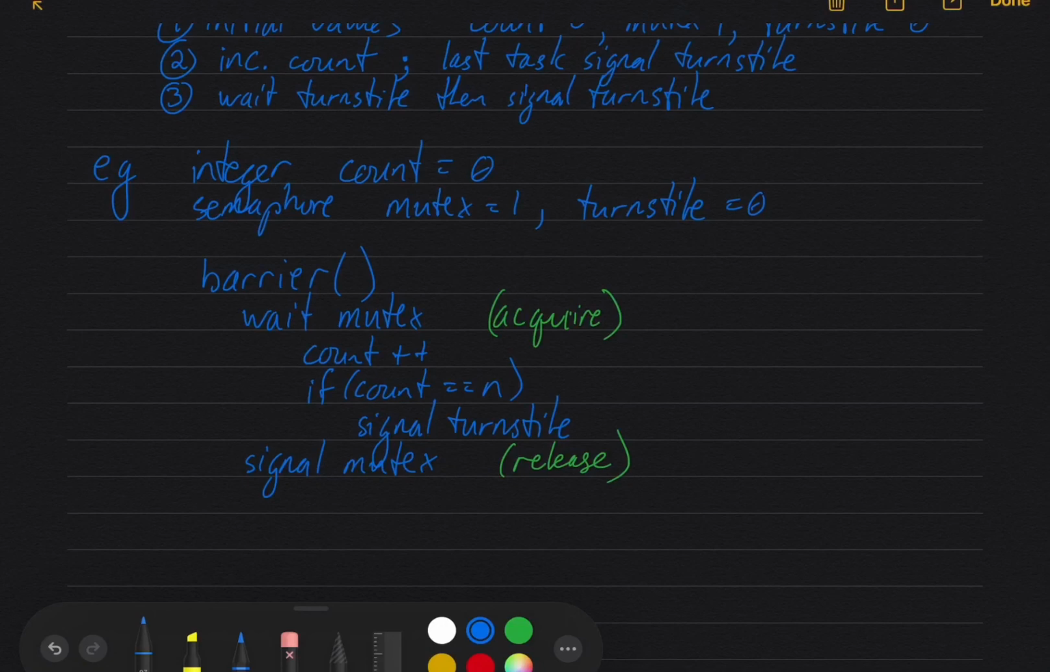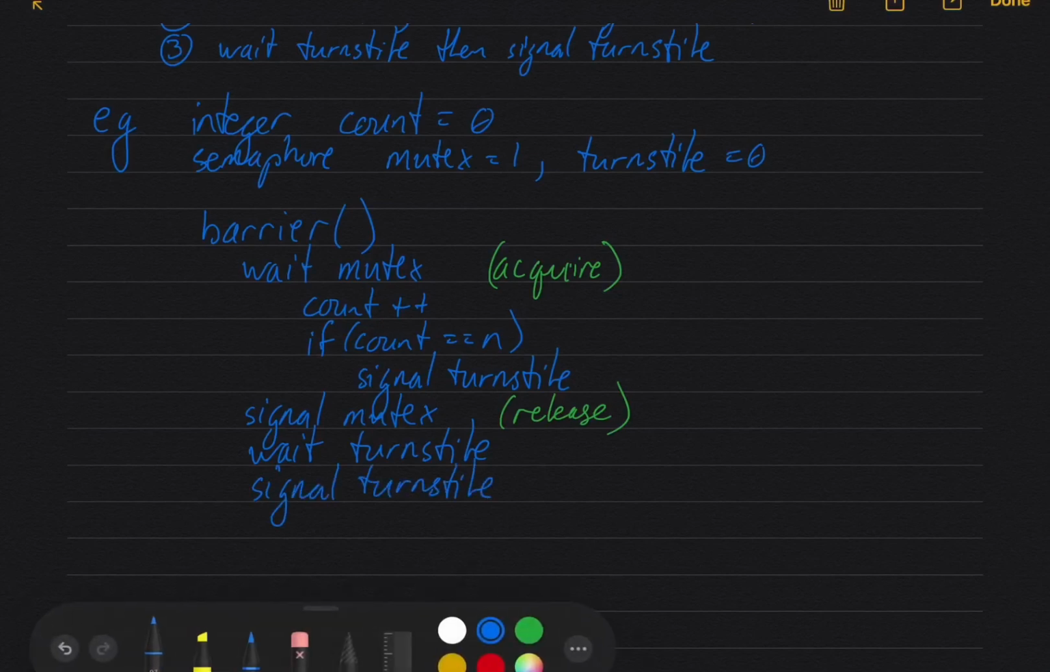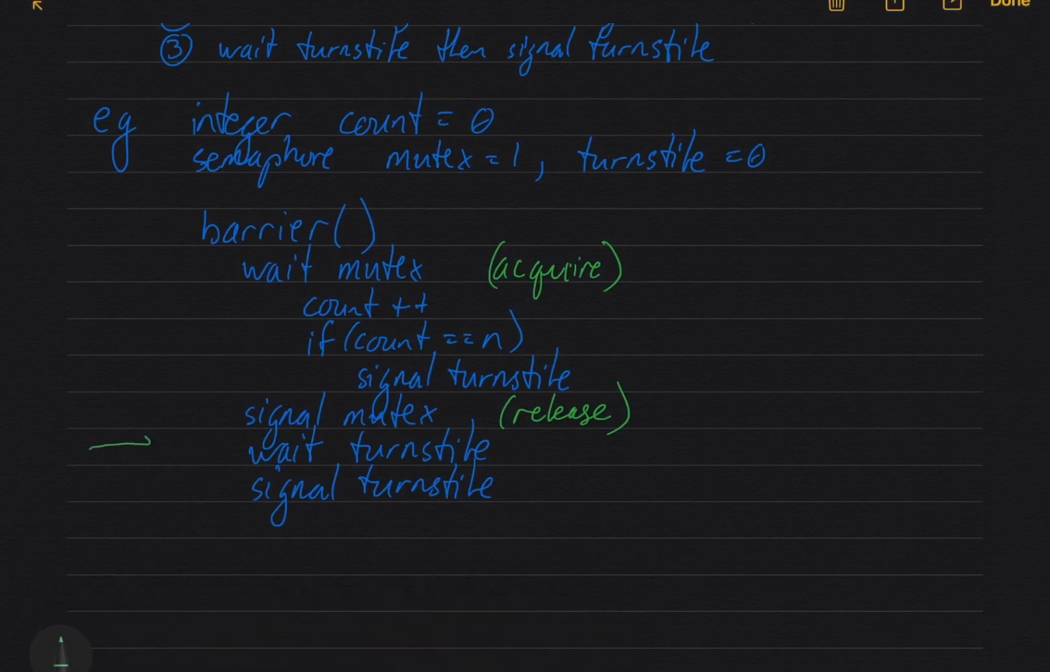Step 3 is also part of the barrier code. So we need to wait the turnstile, so wait turnstile, and then signal turnstile. So all of our tasks are going to block here, but one of the tasks, the last task, is going to signal the turnstile, which will unblock one of the waiting tasks. And once they unblock, then the next thing that they do is signal the turnstile, which unblocks another task. So that's the barrier code right there.